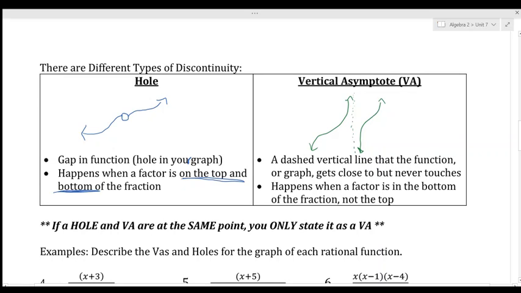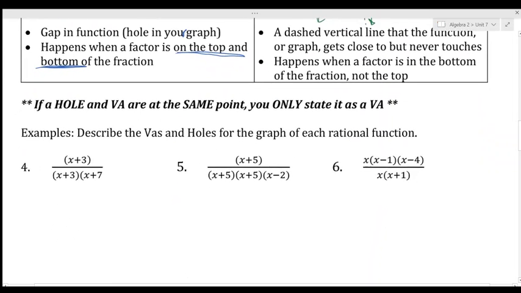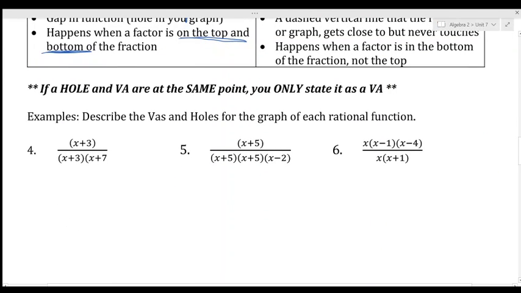Now this happens in an equation when a factor is on the bottom of the fraction, but not on the top, okay? So a hole has to be on the top and the bottom. A VA is only on the bottom, okay? Hole, top and bottom, vertical asymptote, only the bottom. All right, now if a hole and a VA are at the same point, you're only going to state it as a VA, okay?